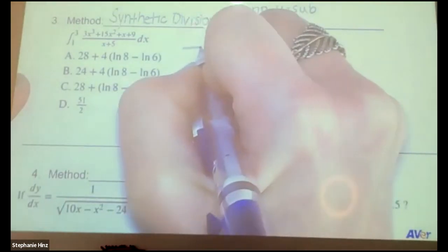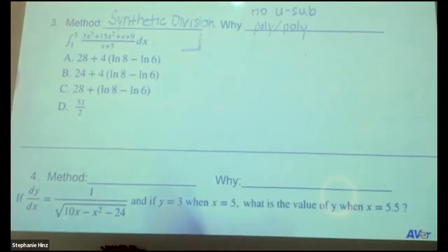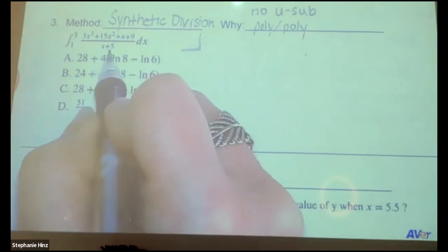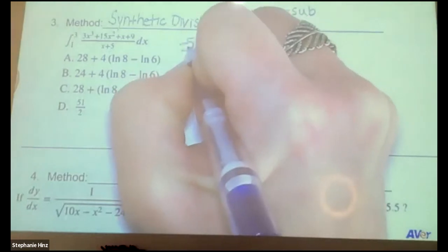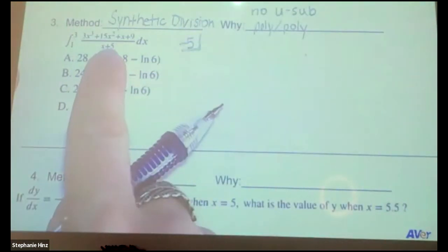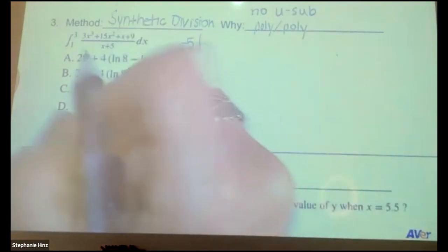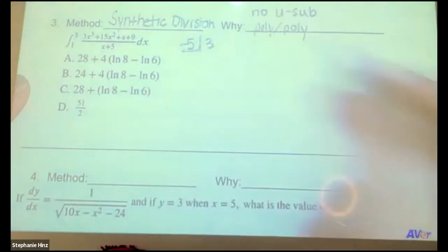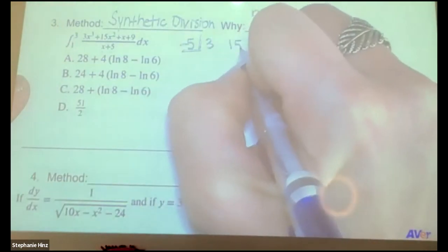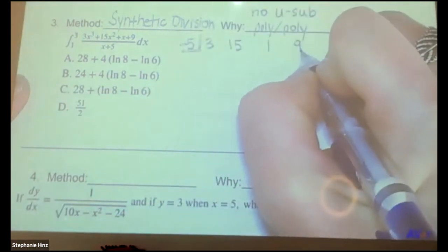So I know everybody uses notation just a little bit different. I use a little kind of half box business, and the zero that's affiliated with this denominator is going to be -5. So the factor is x plus 5, so the zero would be -5. Then you write your coefficients, keeping in mind that you don't want to skip any powers. So this is 3, that's the third power. 15 is the second power. Then we've got 1, and we've got 9.